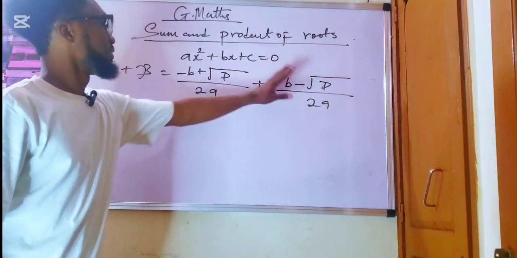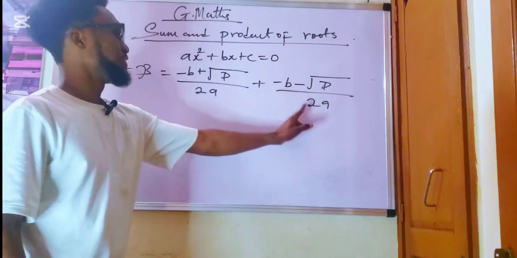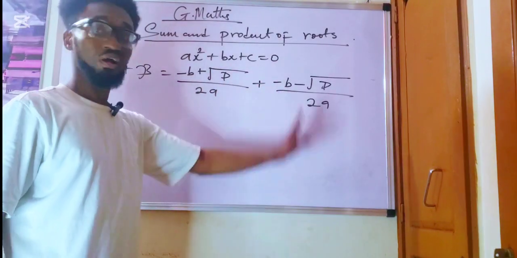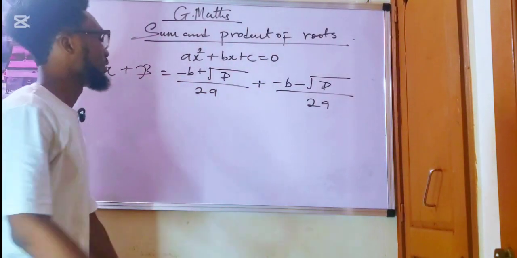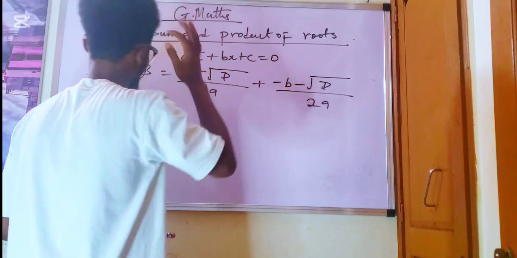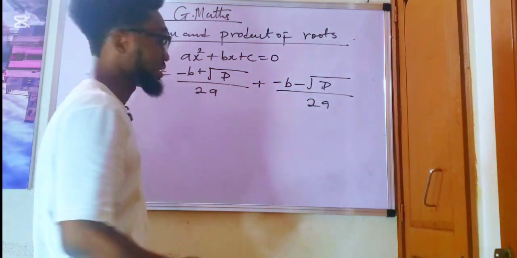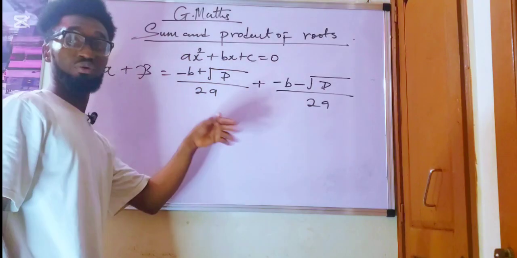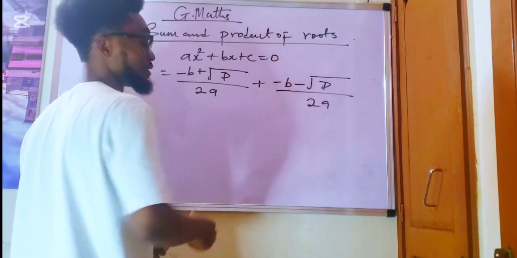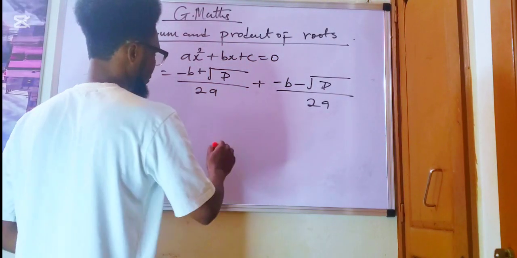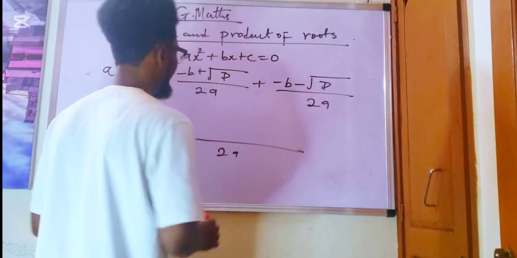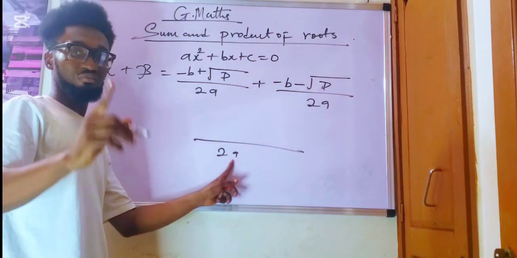Now, ordinarily this is addition of fractions. What we apply here in solving is, first of all, we consider the LCM of the denominators. The denominator we have here is 2a and 2a. So what is the LCM of 2a and 2a? Of course, it is 2a. So I'll write 2a. Now 2a divided by 2a will give me 1.